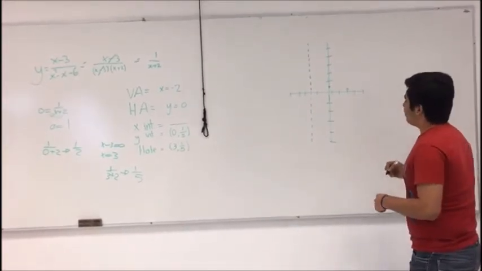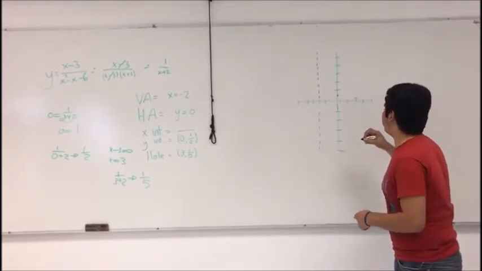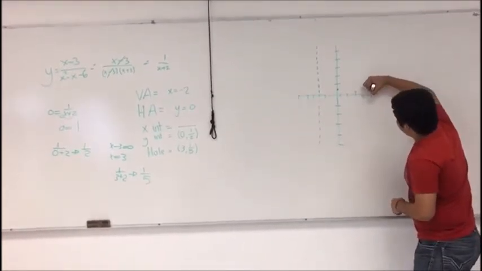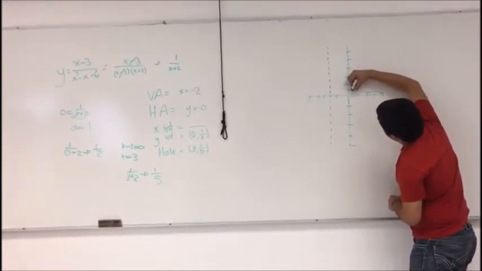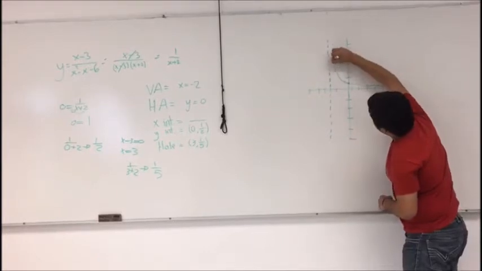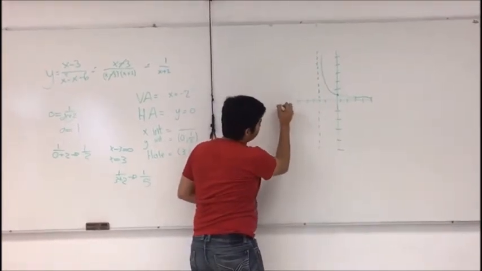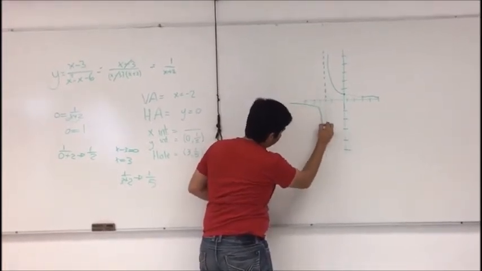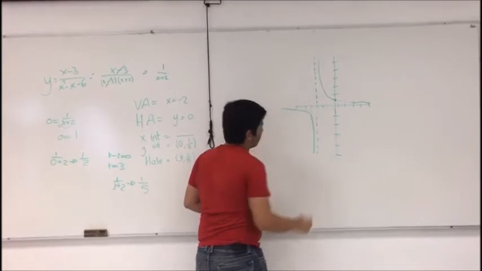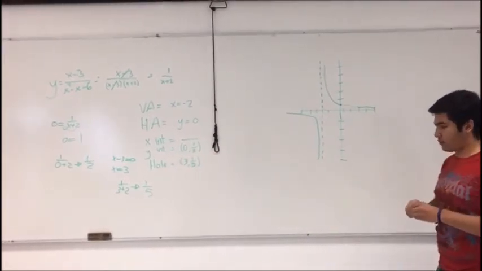So in order to graph, we just have to look for the shape of the rational function. So it's something like this, and the other part is something like this here. And that's how you graph the rational function.